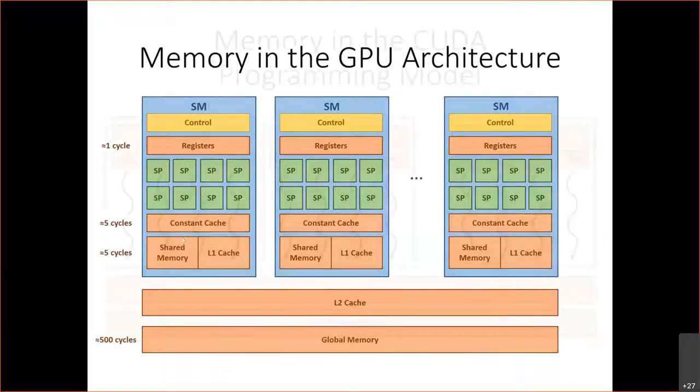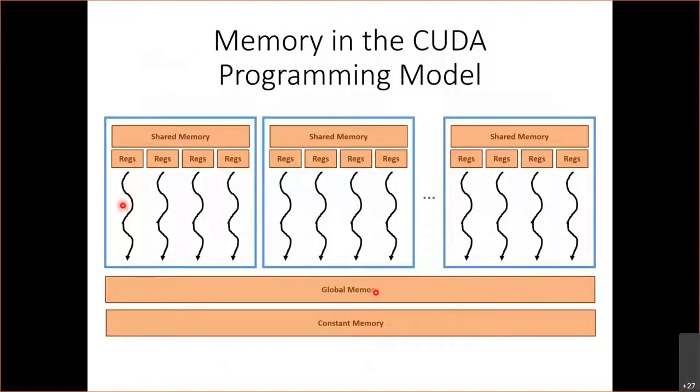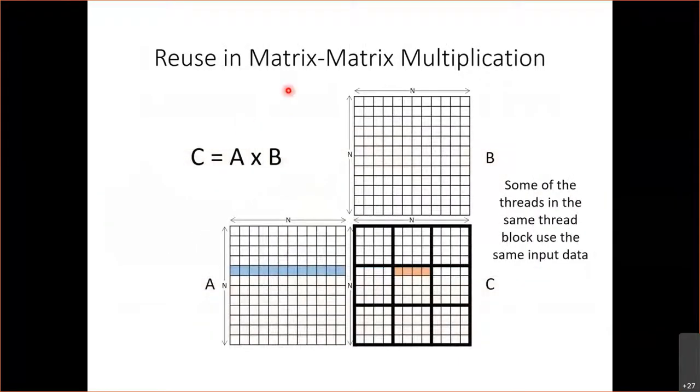In the CUDA programming model, every thread has its own private registers, and all threads in the grid have access to the same global memory. But threads in the same thread block also have access to the shared memory, and this allows them to collaborate with each other in order to minimize global memory accesses and reuse data from shared memory. We then looked at how we can apply this to matrix-matrix multiplication.